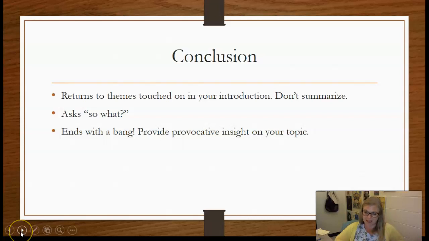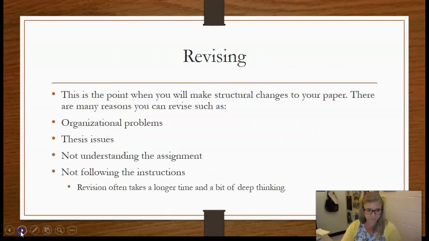But I think just a bang where you provide some kind of insight or a thought, even a joke could work. Really, just anything that helps me finish this paper. And I like to end strong because honestly, the conclusion is the last thing they're going to see. So keep that in mind as well.